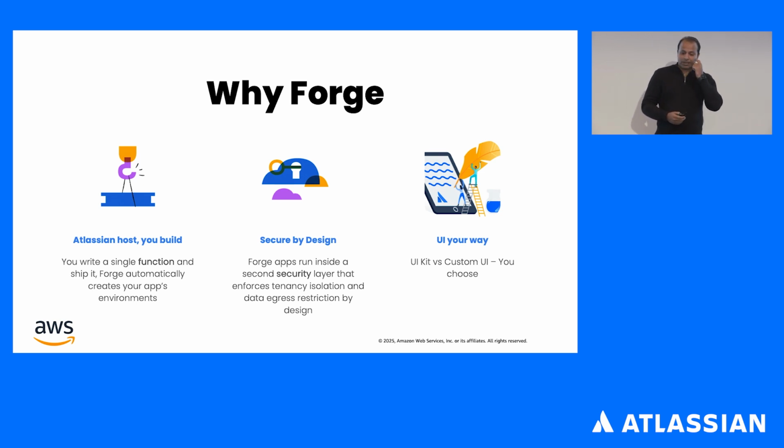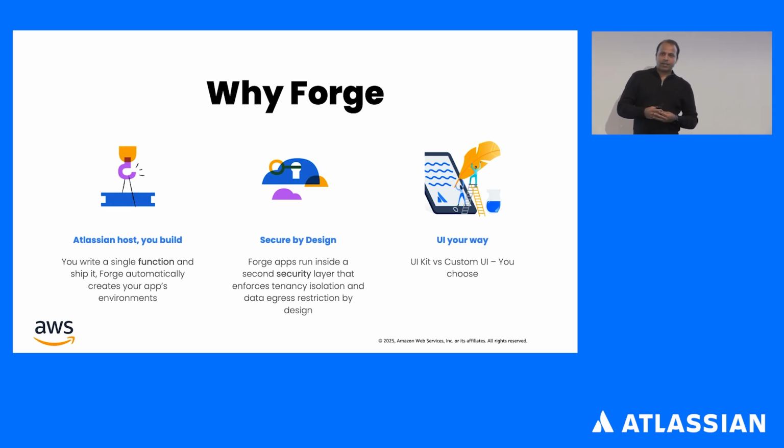So why Forge? As I said, the biggest benefit is for developers to focus on what you love, which is coding and solving business problems, without having to worry about the underlying infrastructure. This will be created and managed by Atlassian. Forge is also secure by design, which means ideally there is no data egress from the Atlassian Cloud boundary. Your data stays within the Atlassian Cloud boundary, and your customers, or Atlassian customers, can trust that these apps will not move the data outside of that boundary. And last but not least, you have UI Kit or the custom UI that you can choose.